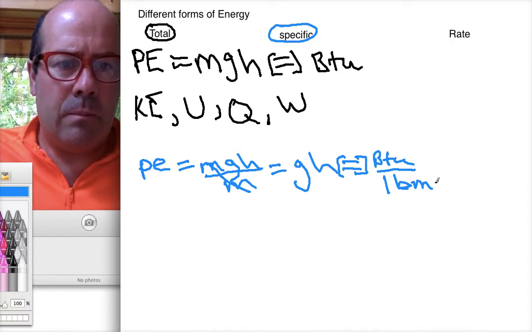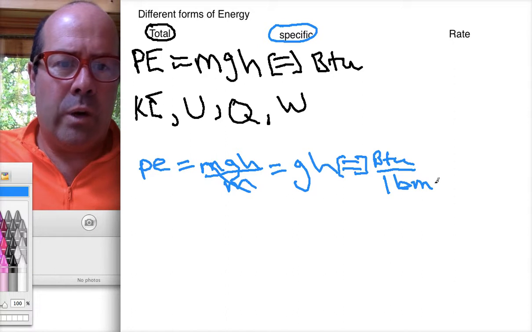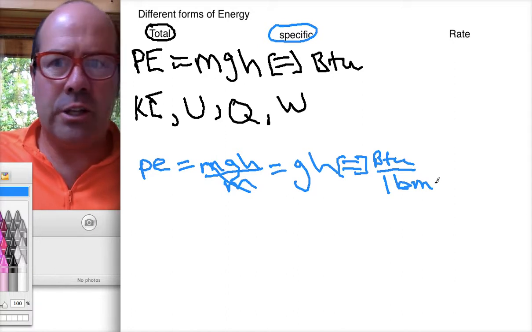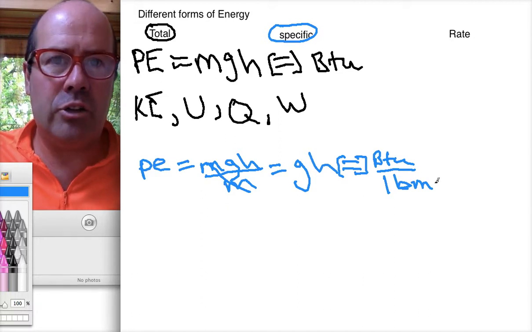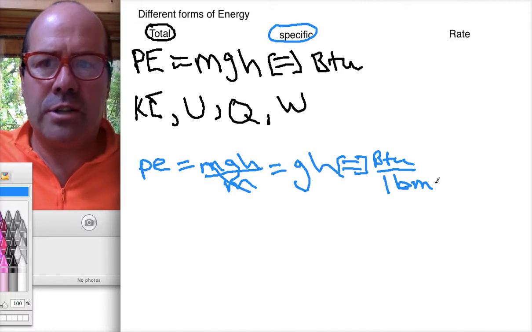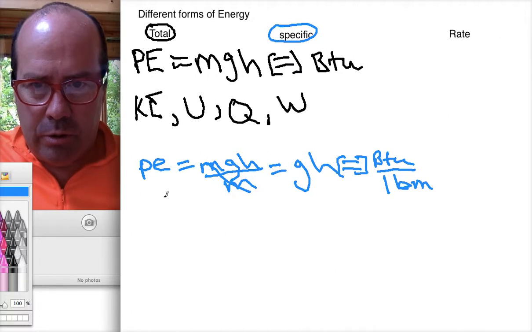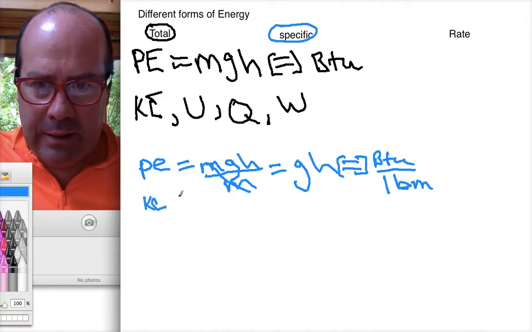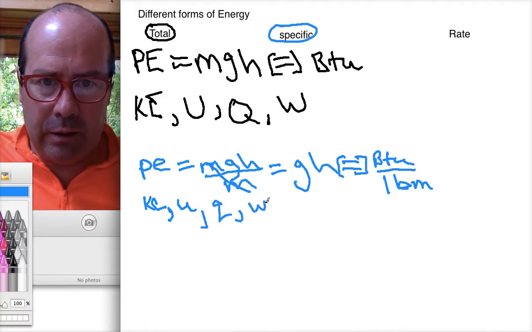Now, why would we do this? Well, in most systems that have something flowing, we care less about what the total energy is in that flowing system and care more about how much energy does each unit have. So how much energy does each pound have, or each kilogram, or something like that. So it is useful. In fact, we'll get to the steam tables before too long, and in the steam tables, all of the energies are specific energies. So to finish up here, we have a little k, little e, a little u, a little q, and a little w.